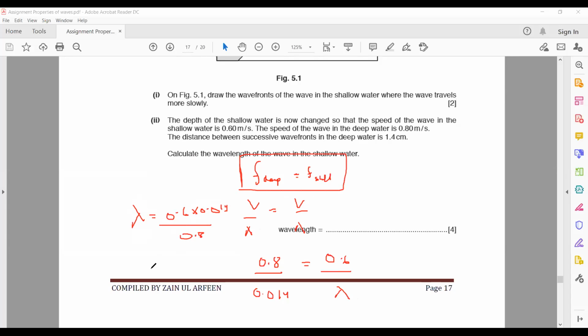What's the answer? 0.0105 or 0.015? 0.0105, okay. So 0.0105 meter. Is this question clear? Any doubt in this part?